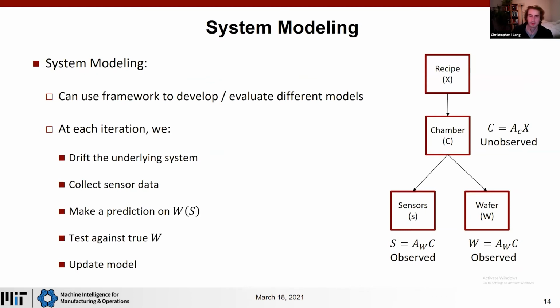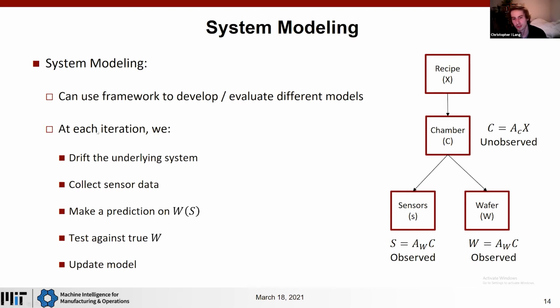So in the first half, I was mostly talking about the framework for this itself, and I didn't really talk about how I would end up modeling this system. So for the rest of the time, I'm going to talk about the way that I would think about modeling this system. So if I actually wanted to build a model for W as a function of S, I end up, again, using this framework when I'm evaluating the proposed method and also different methods.